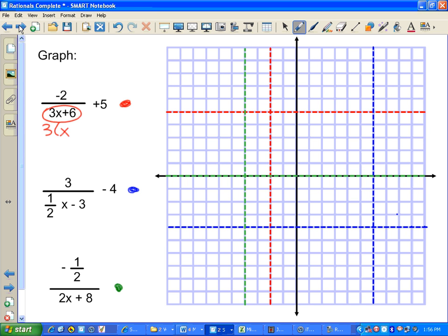This turns into 3 times x plus 2. So my vertical asymptote has been moved left 2. So you see that's where the red vertical asymptote is. And my horizontal has been moved up 5.